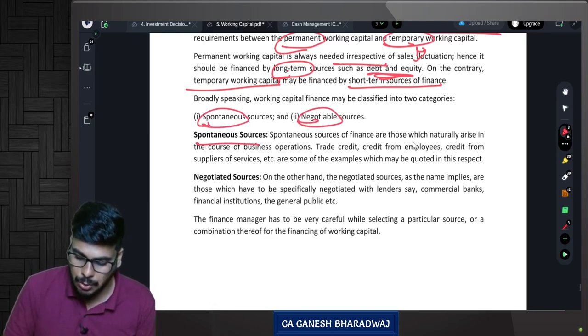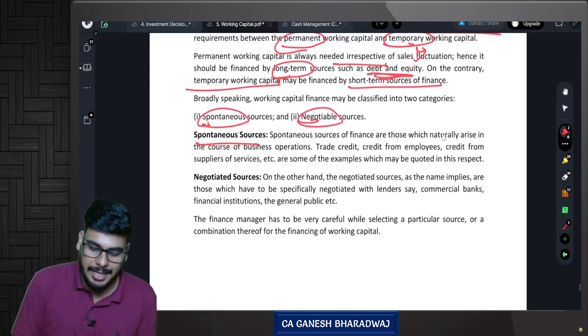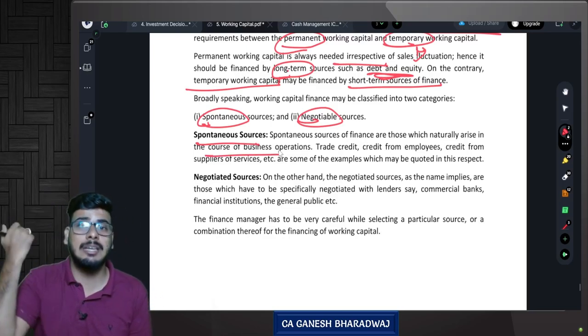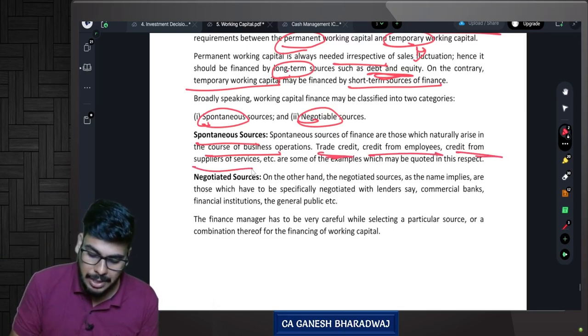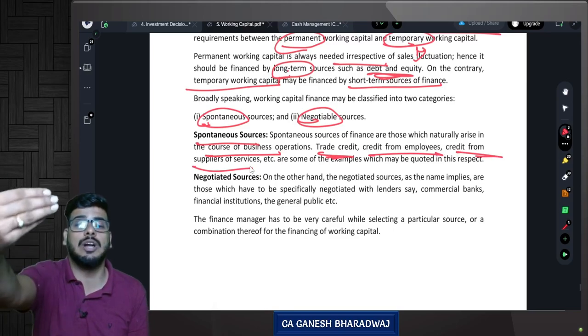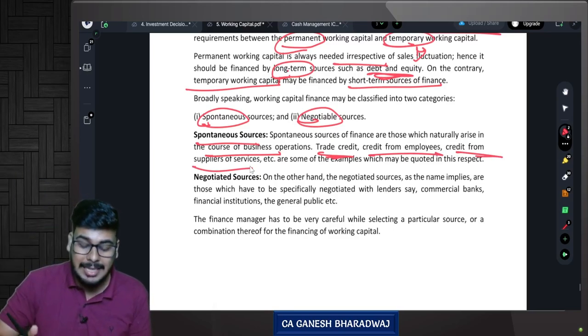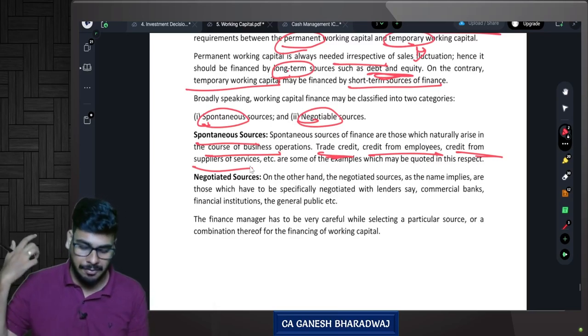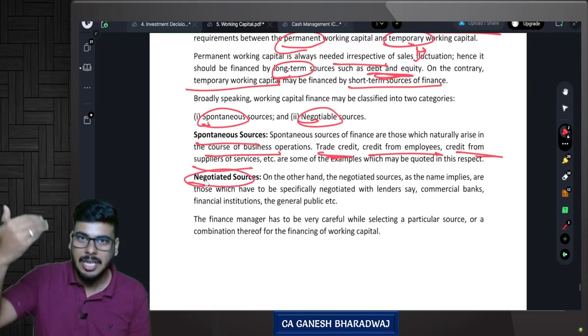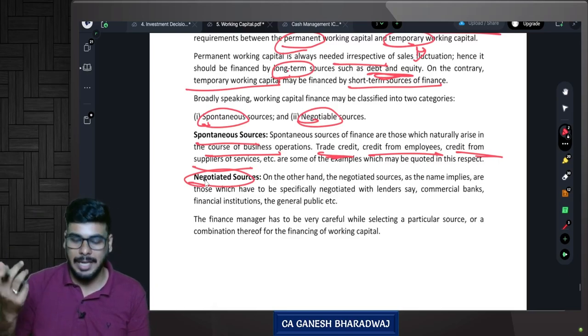Spontaneous sources are the sources of finance which naturally arise in the course of business operation. That is nothing but your creditors. Trade credit, credit from employees, credit from suppliers of services, that is, outstanding wages for a one month delay, they will accept all these things. These are spontaneous sources. That is, they are naturally bundled in the course of the business. Whereas negotiated sources is when you go to a bank and ask for some loan.